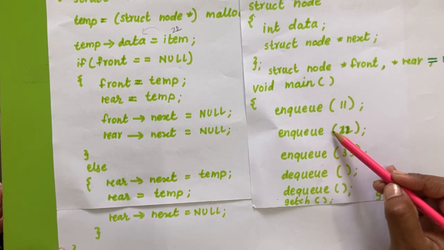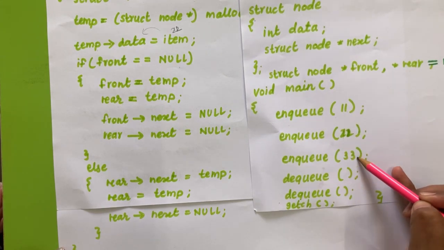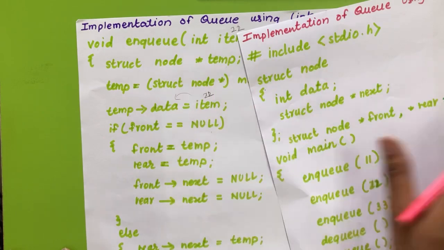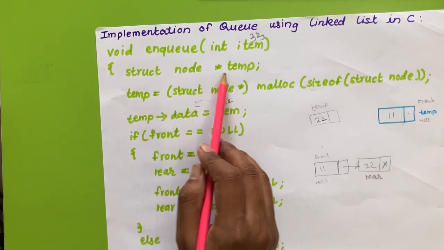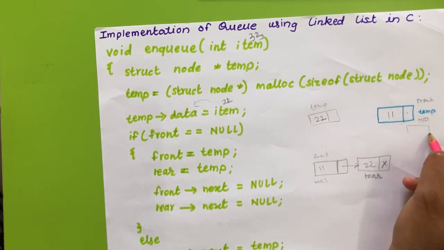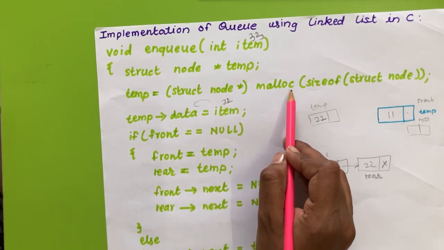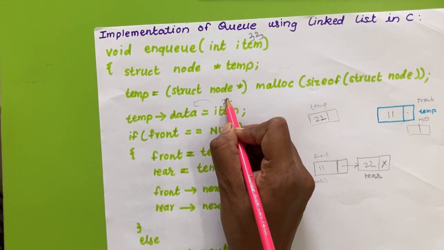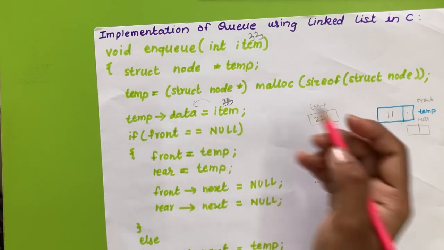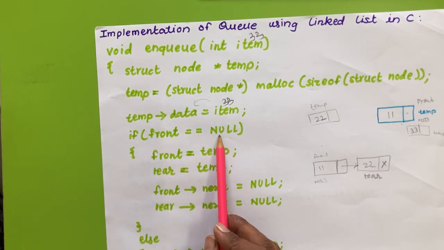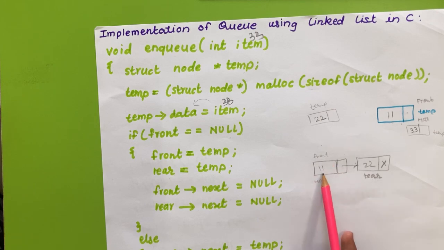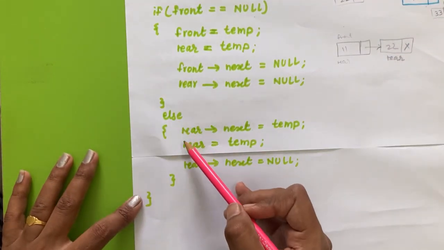In main the next call is for enqueue 33. So it will again call the enqueue function with the value of item 33. Now again a new temporary node in memory will get created. Now we will assign memory using malloc. Now we will copy the value of item, that is 33, into temp->data. So here 33 will get assigned to temp->data. Now front is not equal to null because we have front as the 11 node.